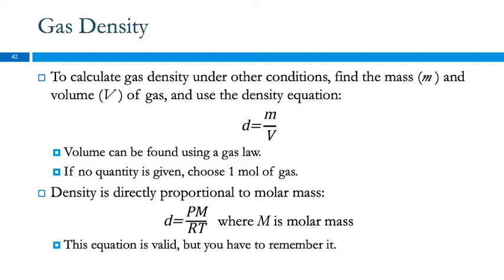If we want to calculate the gas density under conditions other than STP, then we again need the mass of the gas and the volume of the gas. And so what the book is doing here is they're taking the basic density equation and they're saying, well, the volume of a gas could be found using the ideal gas law.